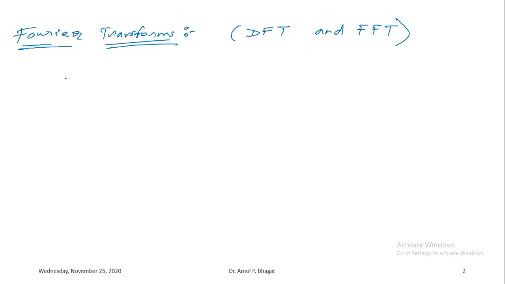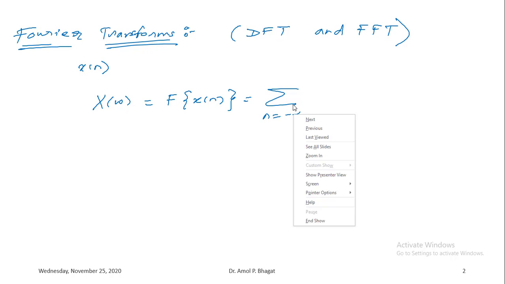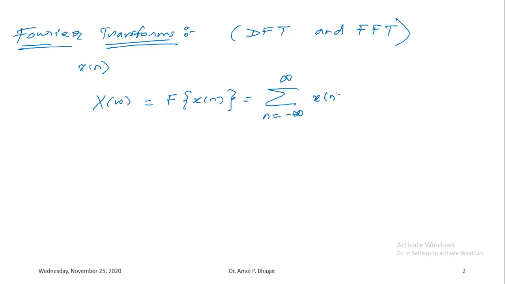The Fourier transform of a discrete time signal x of n can be denoted as capital X of omega, and the formula for it is summation n equals minus infinity to infinity x of n into e to the power minus j omega n. It is somewhat similar to the formula of the Z transform, which we have already seen: X of z equals summation n equals minus infinity to infinity x of n into z to the power minus n.